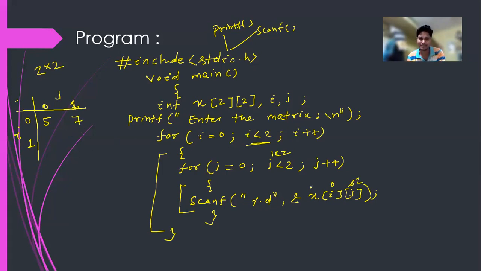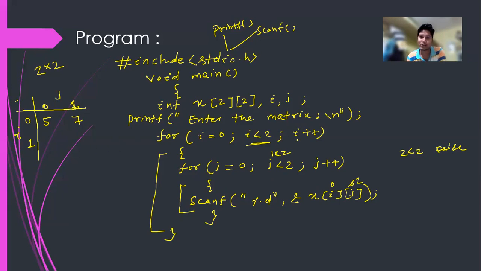Again, j plus plus, j value will be 2. 2 less than 2, is it true? No, this is false. So if this is false, then the control goes out of the internal for loop and it will check again in this for loop. So i value will be incremented by 1. So i value will be 1. So 1 less than 2, yes. If 1 less than 2, again this will enter into this internal for loop.